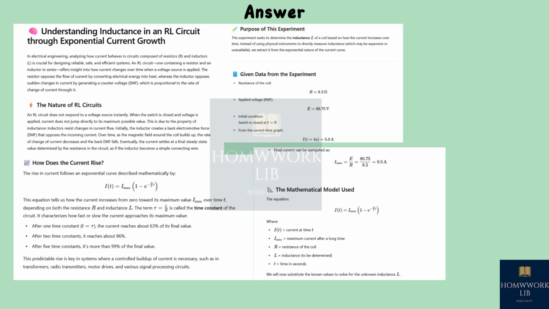The mathematical model used. The equation I(t) = I_max(1 - e^(-Rt/L)), where I(t) equals current at time t, I_max equals maximum current after a long time, R equals resistance of the coil, L equals inductance to be determined, t equals time in seconds. We will now substitute the known values to solve for the unknown inductance, L.